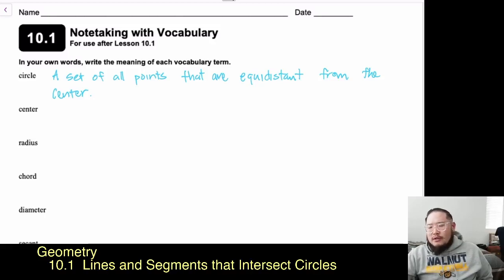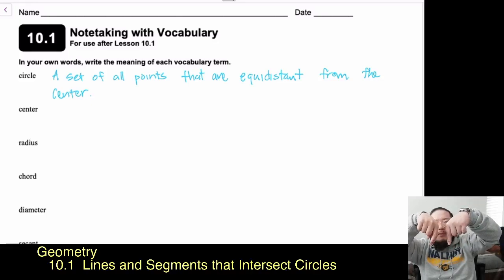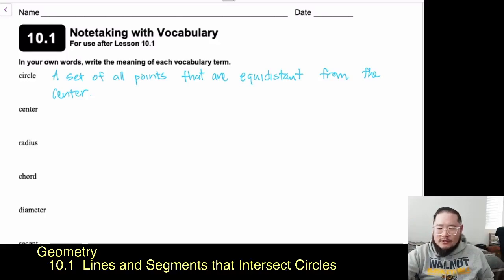So, official term or vocab for a circle. Okay, what does it mean? It is a set of all points that are equidistant from the center. Remember, a circle is nicely rounded, and in order for it to be round, it is equidistant from the center. Think about your compass, right? You have your compass, you got the needle, it goes to the center, you got the pencil on the other end, and then you go ahead and draw a nice round circle.